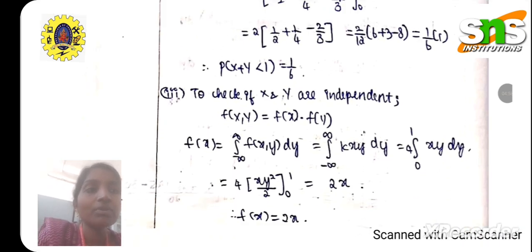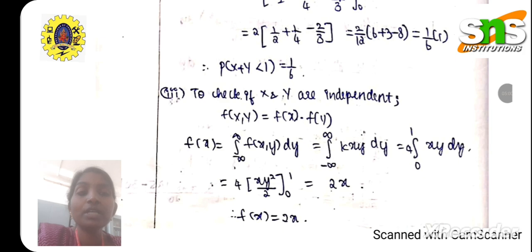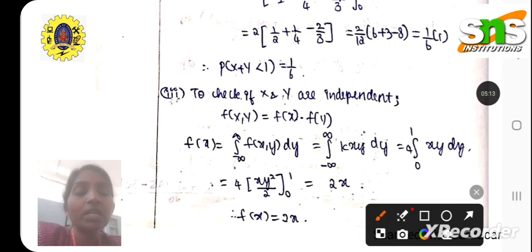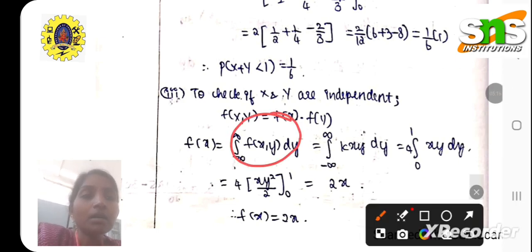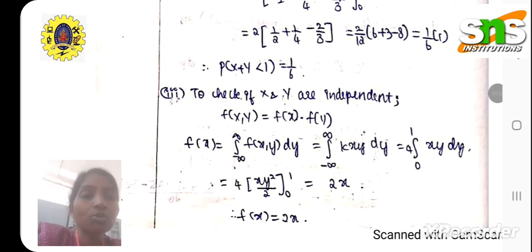What is f of x? F of x is equal to the integral from minus infinity to infinity of f of x comma y dy, since here we are fixing x and varying y. In a similar way, to find f of y, we have to fix y and vary x. What will be the range of y here? Since we have fixed x, the range of y will be the integral 0 to 1. On simplifying, the marginal density function f of x is 2x.